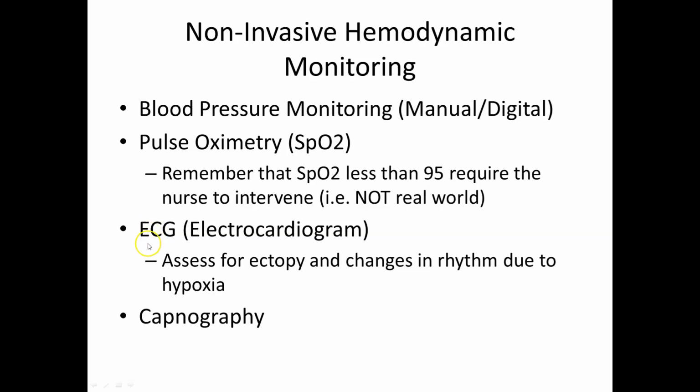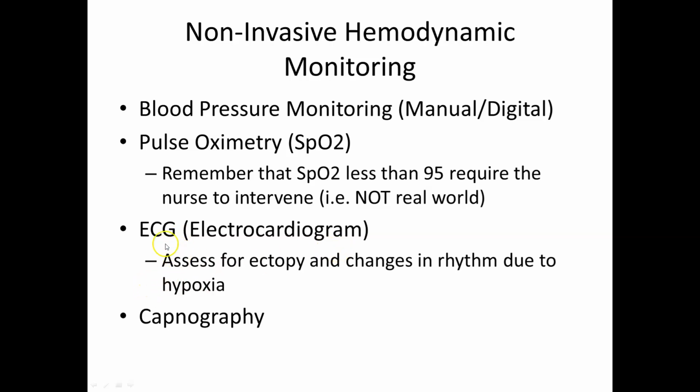12 lead ECGs, so for that new recurrent kind of chest pain, if we have changes in rhythm, changes in heart rate, and they become symptomatic, you can perform a 12 lead. Again, we'll be looking for things that help us identify where that area in the heart is that the issues are.